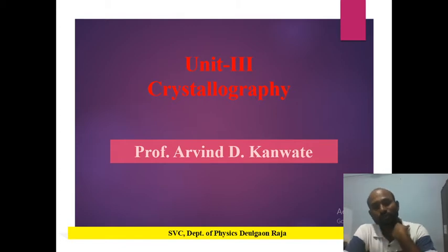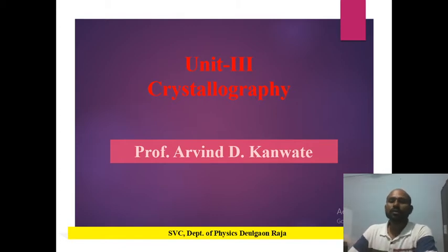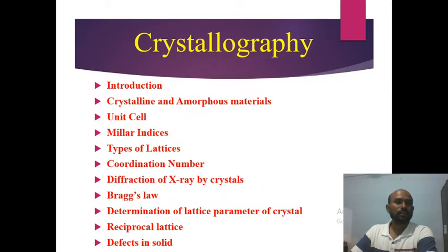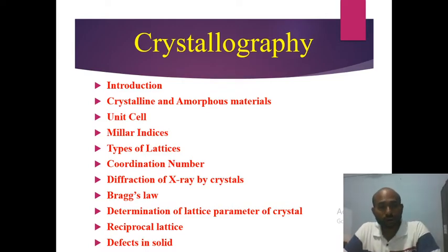Unit 3rd, Crystallography. In crystallography there are different topics in which we see the introduction, what is crystallography, how it will form. Next we see crystalline and amorphous material, the differences between crystalline and amorphous material. Next we see the unit cell, what is unit cell, different types of unit cell, what is crystal structure. Next we see Miller indices. What is Miller indices? The use of Miller indices, how it will be calculated.